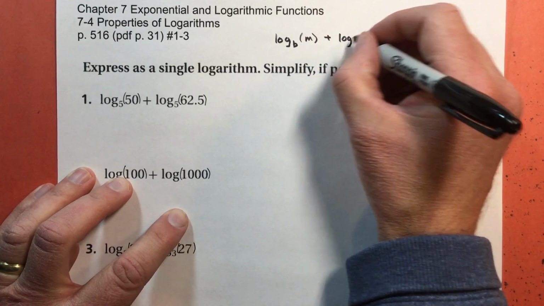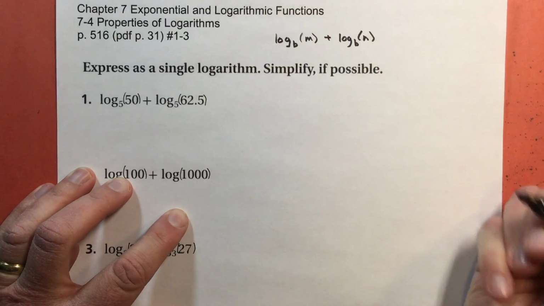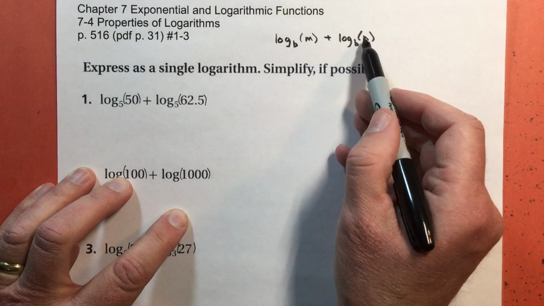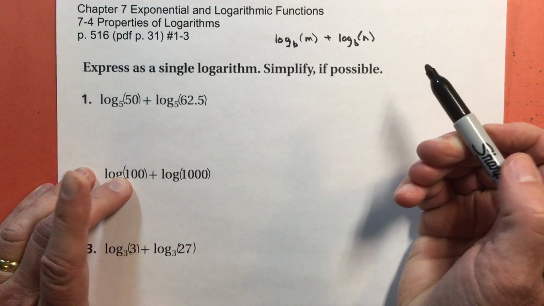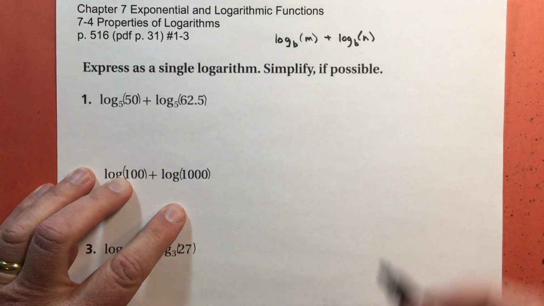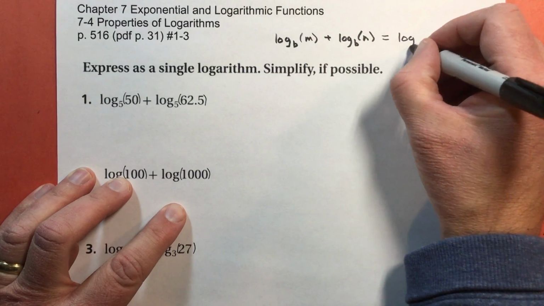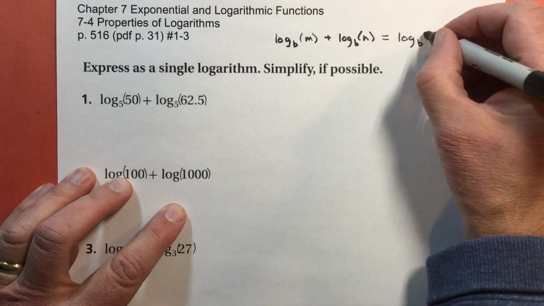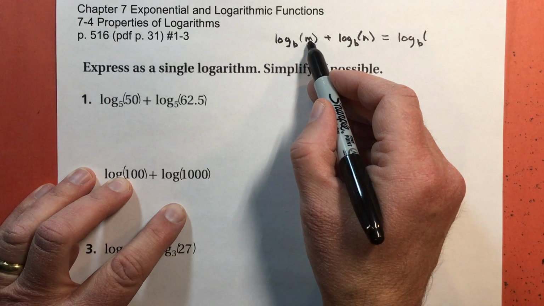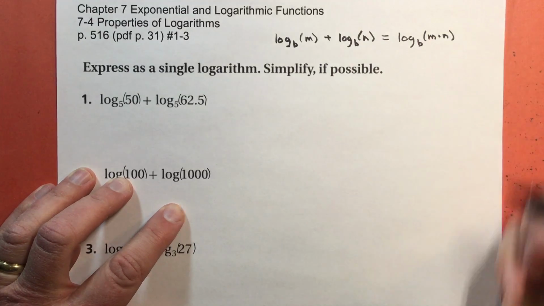And if I add it to another logarithm using the same base of n, these numbers could be different. The m and the n could be the same, it doesn't really matter, but the bases have to be the same. That's the important part. How do I write it as a single logarithm? One more time, I write logarithm with the base, and I take that m inside the parentheses and multiply it by that n, m times n.